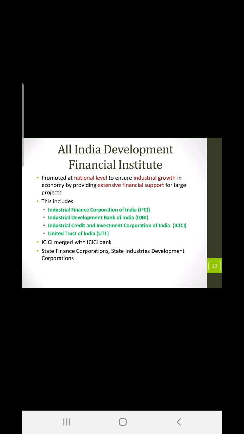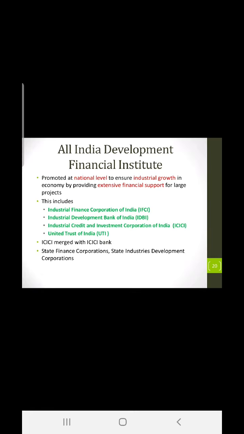Next is ICICI. ICICI is the Industrial Credit and Investment Corporation of India. That bank not only provides loans, but also invests in your project. That is what ICICI is. It is also a Development Financial Institute. And Unit Trust of India. These are the types of development financial institutes. Apart from that, at the state level, the State Finance Corporation and State Industrial Development Corporation are also established for the development of industry in that particular state.